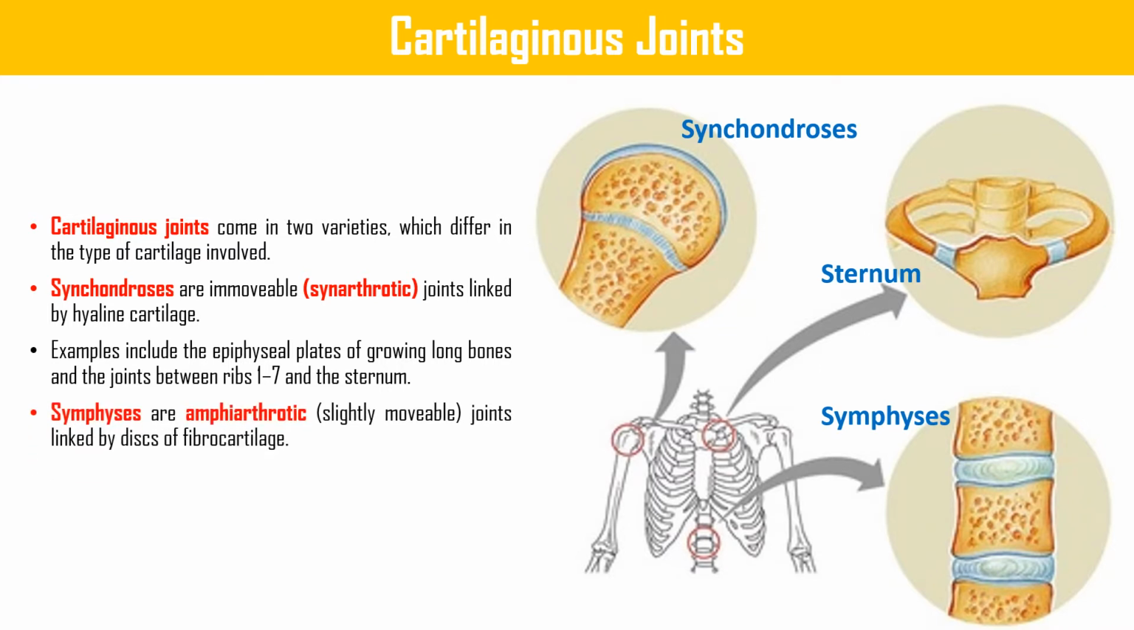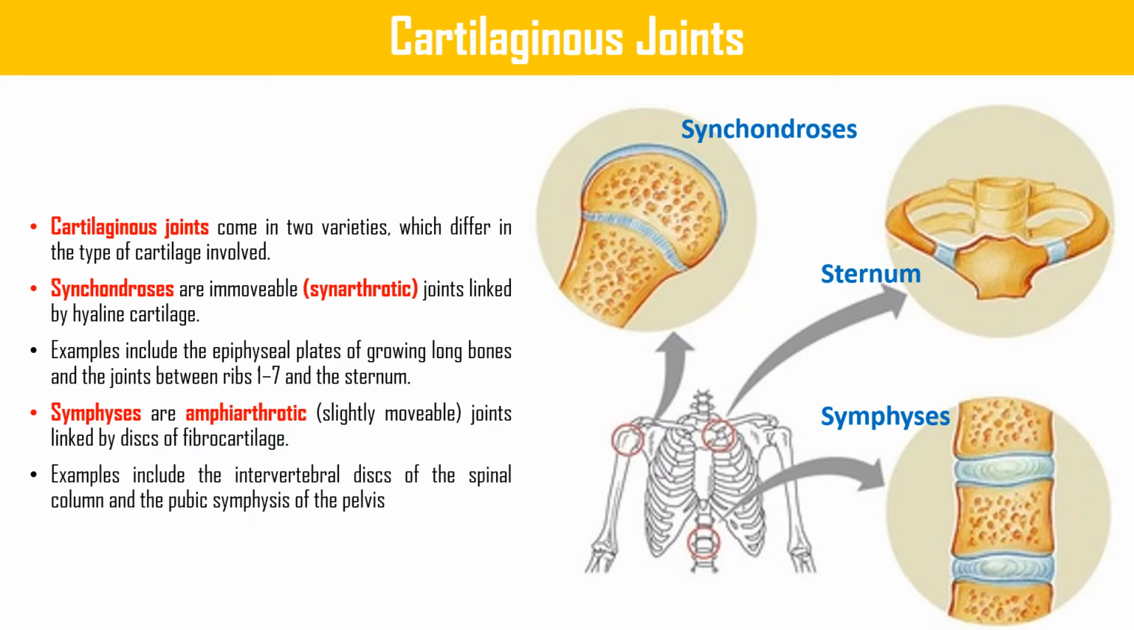Symphyses are amphiarthrotic, slightly movable joints linked by a disc of fibrocartilage. Examples include the intervertebral discs of the spinal column and the pubic symphysis of the pelvis.